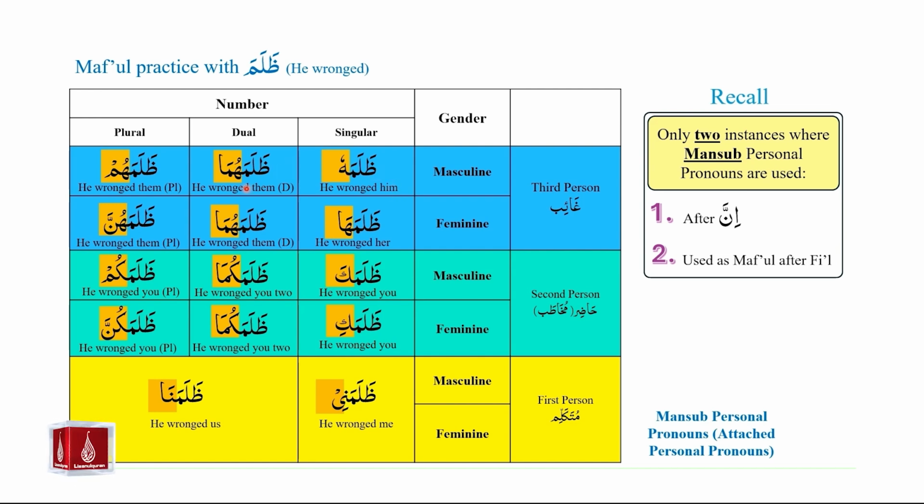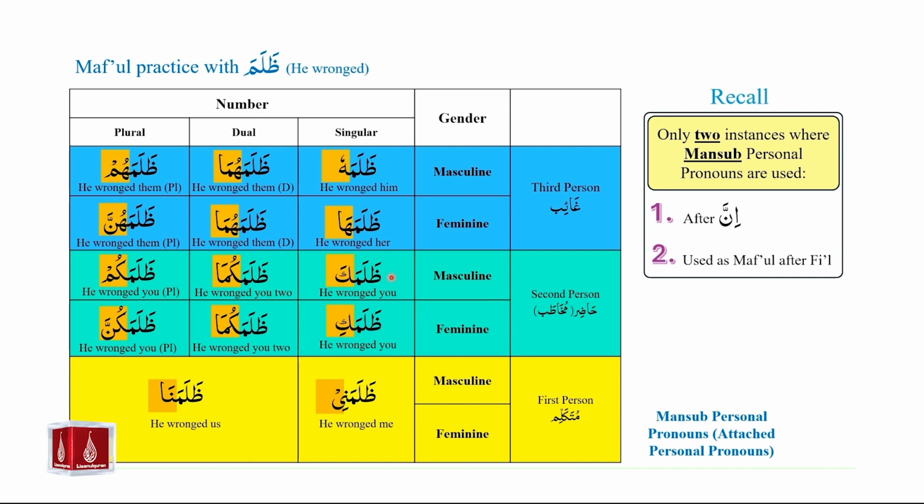Zalamahuma, he wronged them, referring to dual number. Zalamahum, he wronged them, referring to plural number. Zalamaha, he wronged her. Zalamahuma, he wronged them, referring to dual and feminine. Zalamahunna, he wronged them, referring to plural and feminine.